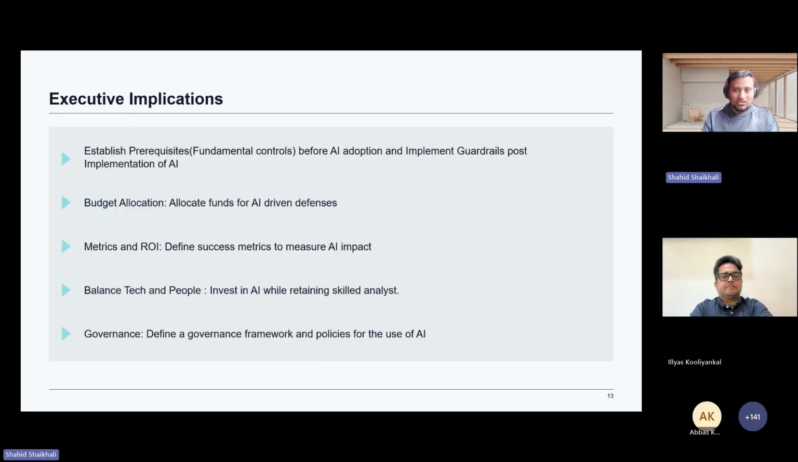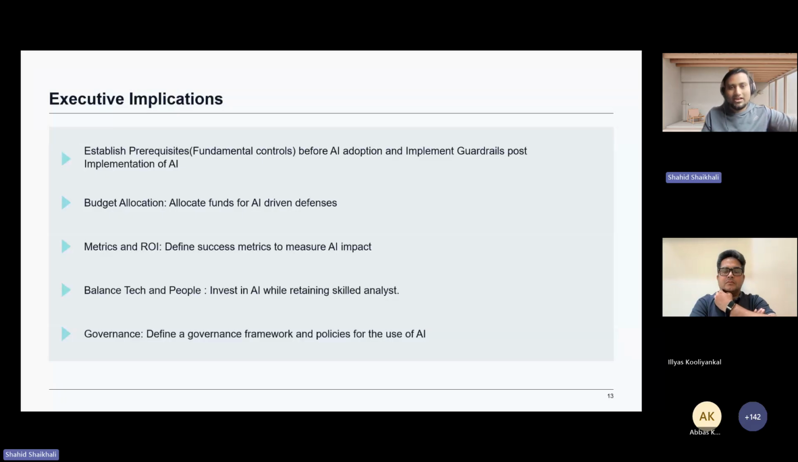What are the implications for executives? The implications are quite clear. Establish prerequisites and fundamental controls before AI adoption. Without this, the AI would hardly provide any value to you. Then implement guardrails post-implementation of AI, as we discussed in the previous session. Allocate budgets for AI-driven defenses and measure success with metrics. If the metrics are not telling you a story, that means either you do not have the prerequisites established or you're using AI in the wrong manner. Balance tech and people, and invest in AI while retaining skilled resources.